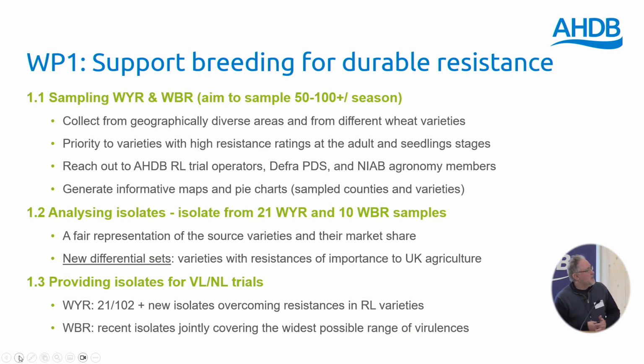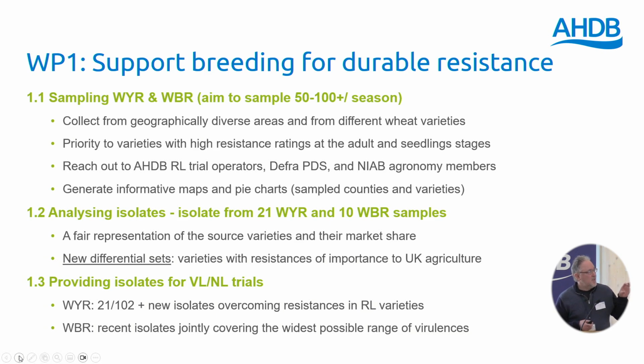And then under the same work package, we will isolate wheat yellow rust from 21 samples that we receive and 10 isolates for wheat brown rust. We will have to pick, because we will have over maybe 100 samples in the collection. We will have to pick isolates that are fairly representing the source varieties and also their market share.